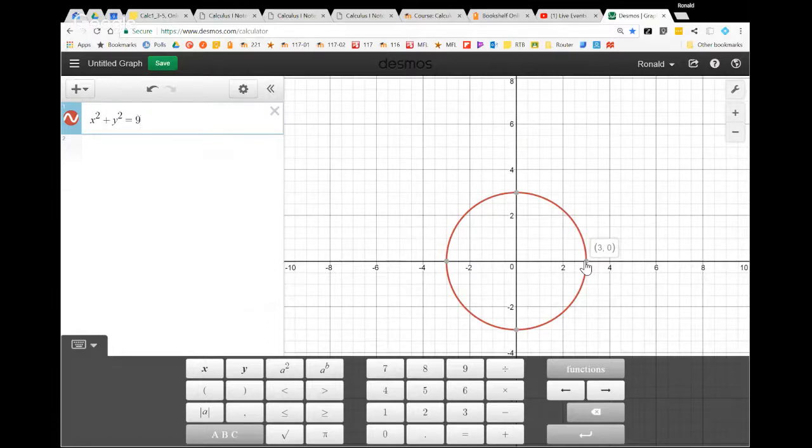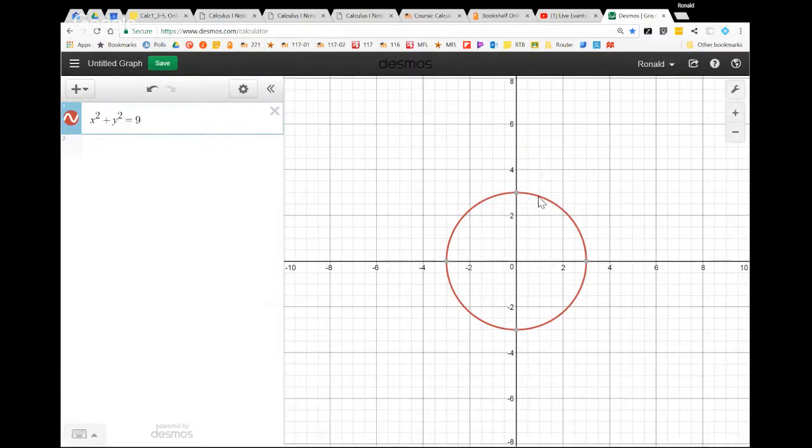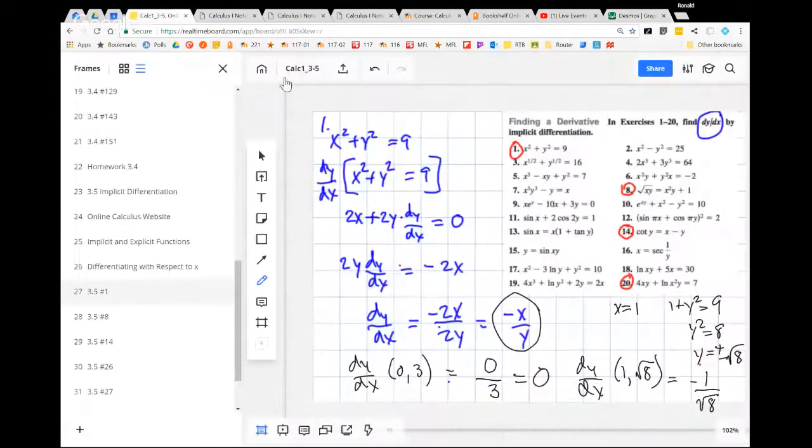What was the other one I gave you? (1, square root of 8). So that would be right about here. And you can see that one has a slightly negative slope. So this makes sense. I hope it makes sense to you. Okay, so that's number 1.